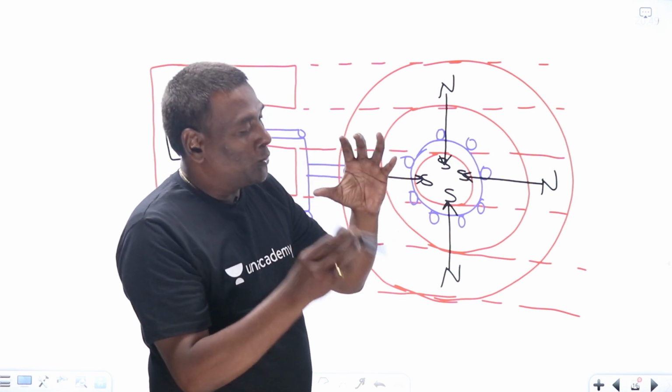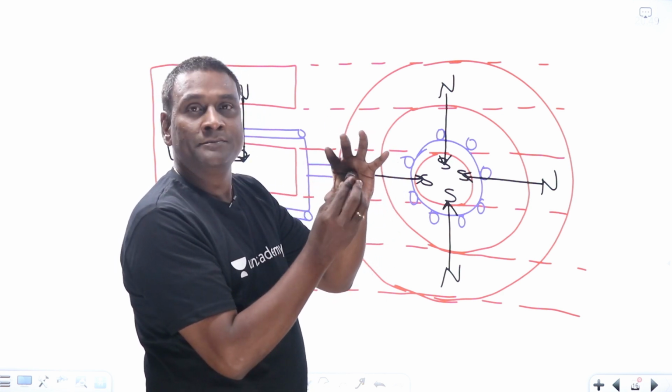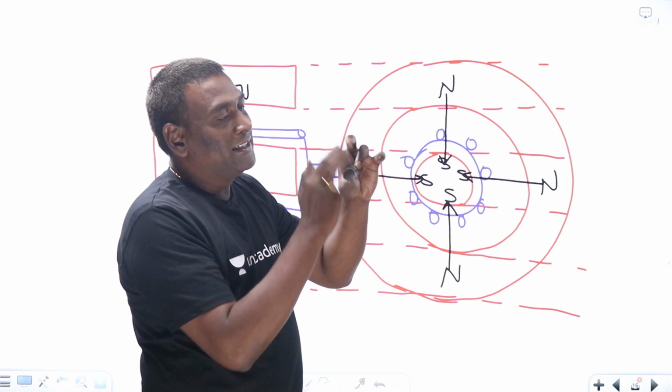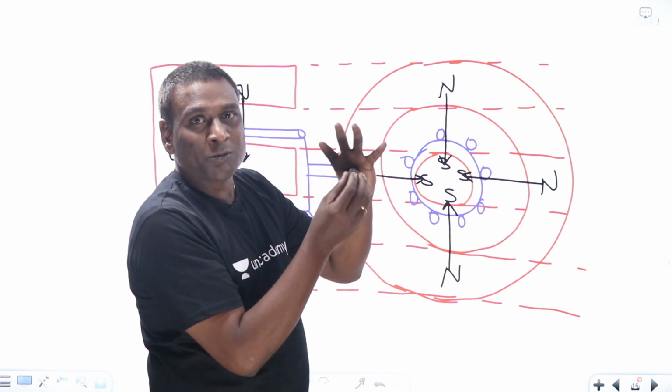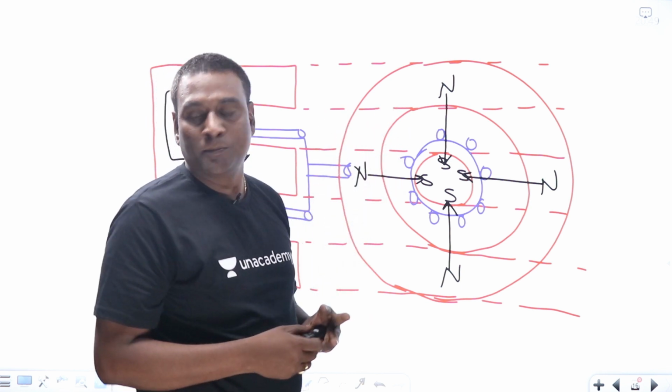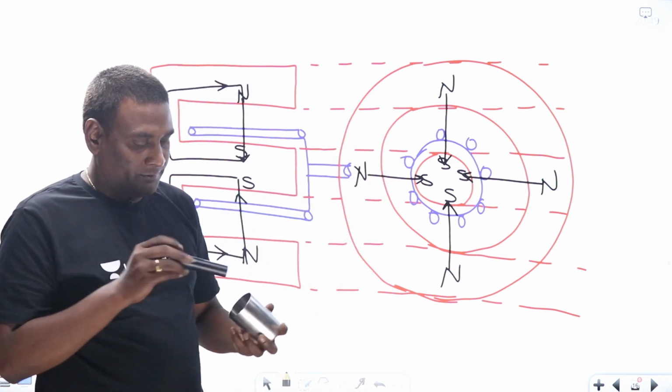Everywhere it is going to be N pole. So, this is stuck like this. Such that, see here, everywhere outside N pole will be there. Everywhere on top of this S pole will be there. N to S flux will go. Okay? This is better, I think.